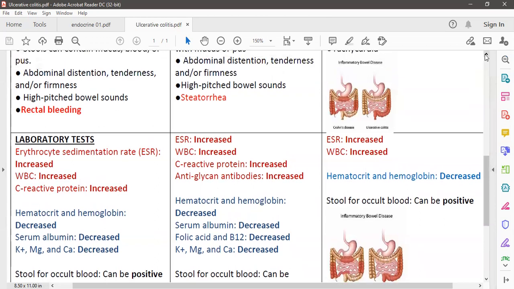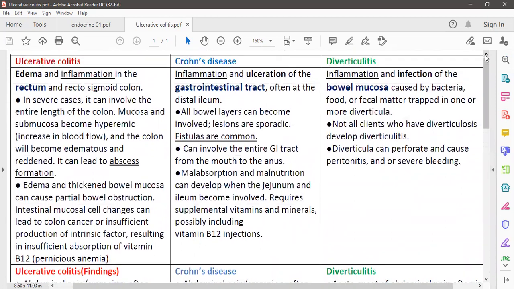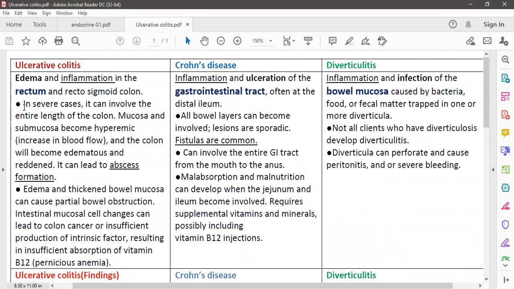Now let's go a little bit to the top. Now go here, ulcerative colitis. In severe cases, it can involve the entire length of the colon. The mucosa and submucosa become hyperemic. What is the meaning of hyperemic? It means increased blood flow. And the colon will become edematous and reddened. That can lead to abscess formation.